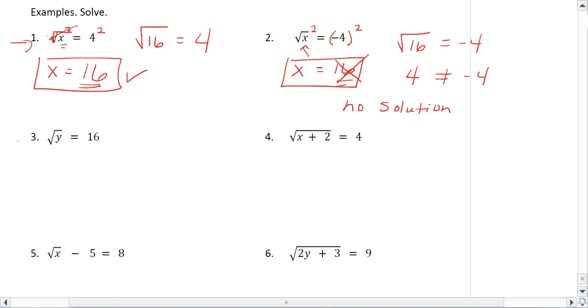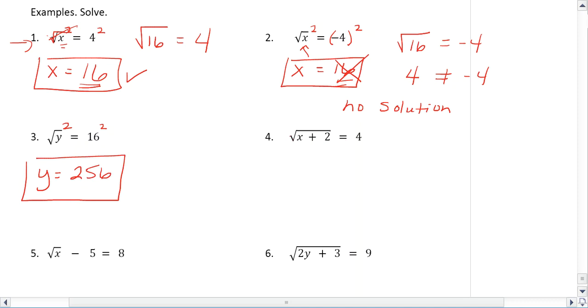Moving on to example 3. The radical is isolated, so I go ahead and square both sides. And that's why 16 squared is 256. So I'm just going to mentally check it, and the square root of 256 is 16, so this one checks out okay.